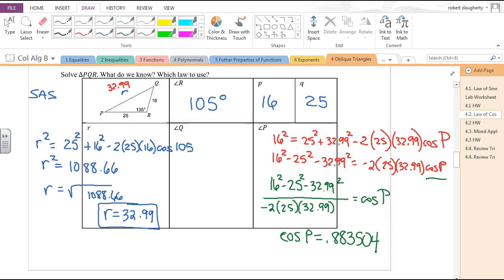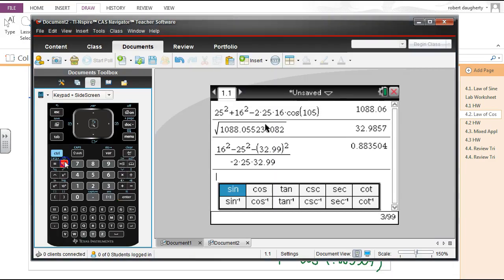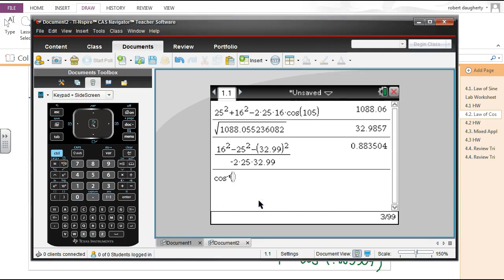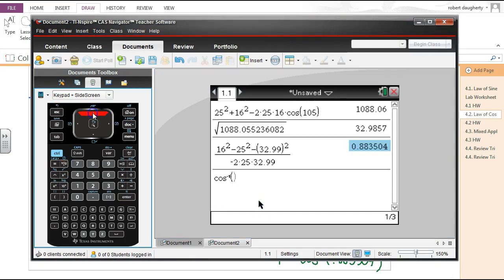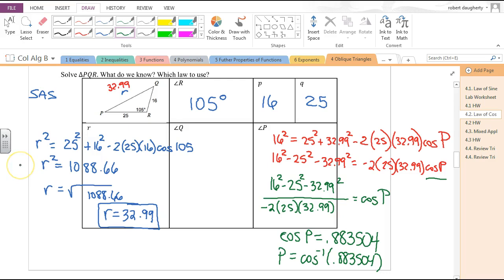How do I solve that for angle P? Inverse cosine, okay? So P is going to be equal to the inverse cosine of that number. So I'll just go back to my calculator, trig function, inverse cosine. Instead of typing that number down, I'm just going to bring that number right here, and 27.9. If I round that up to the degrees, what's the nearest degree for that? 28 degrees, okay?